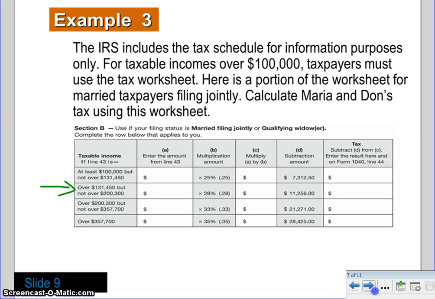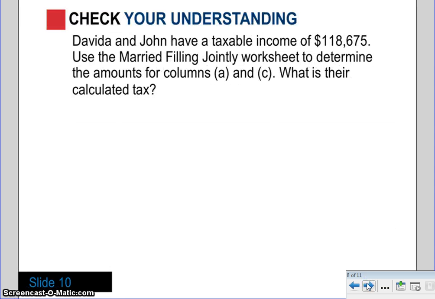We're going to write the $153,900. Now where did I get that? I got that from example 2. We're going to multiply that by 0.28 and we get $43,092. And then it says to subtract $11,256, and I ended up exactly where I was in example 2 at $31,836. Go ahead and press pause. Solve this. When you're ready, come back.